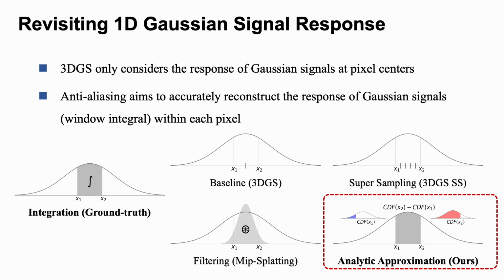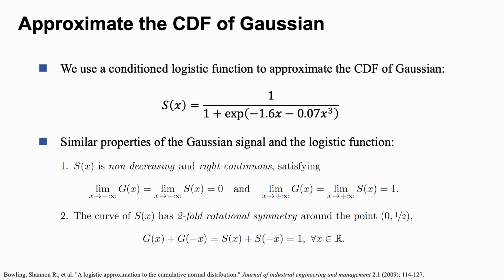In this work, we find a great way to approximate the CDF of Gaussian signals and then get the integral. We find that the logistic function has similar properties to the CDF of a Gaussian signal. They have the same limits and they are S-curves through 0.5. Thus, we use a logistic function to approximate the CDF of a standard Gaussian signal.